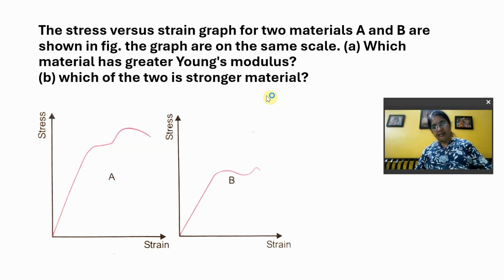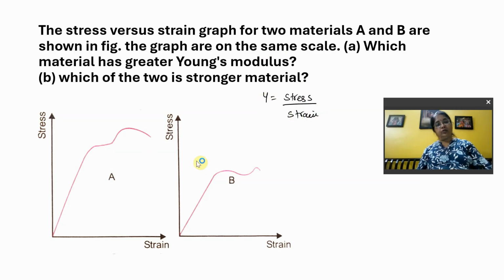So again, first let us write the formula for Young's modulus. Y is equal to stress by strain. So for an applied stress, what is the strain? For an applied stress, if the strain is going to be greater, Young's modulus is going to be smaller. For an applied stress, if the strain is smaller, Young's modulus is going to be higher.